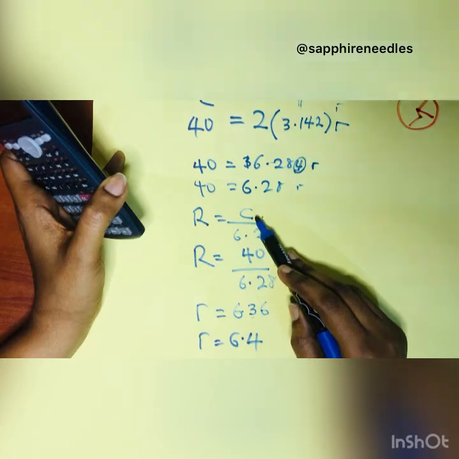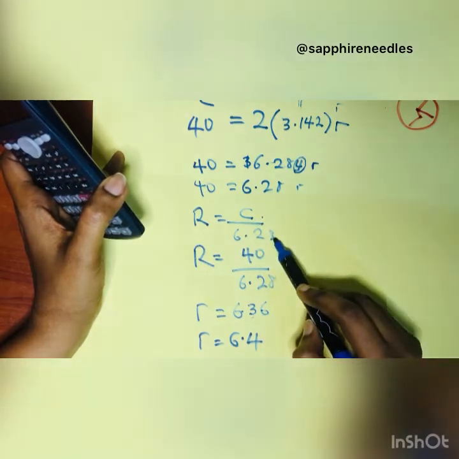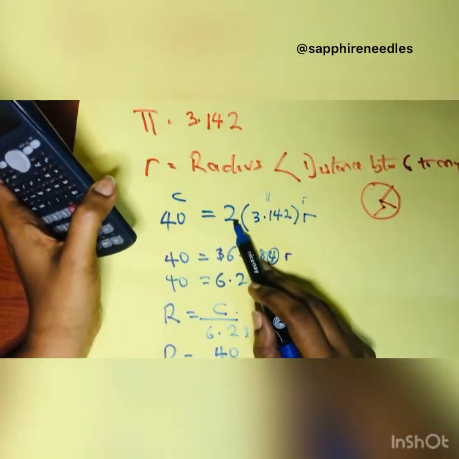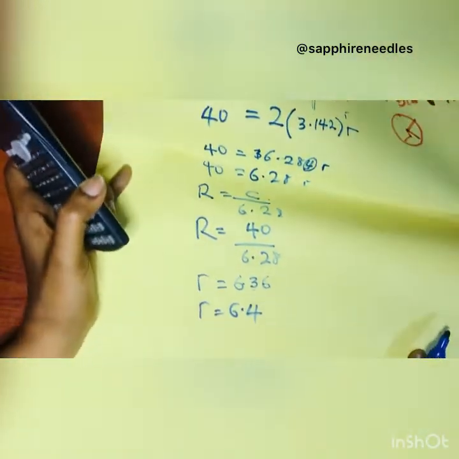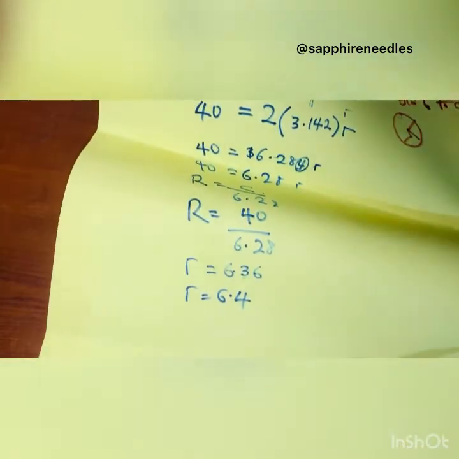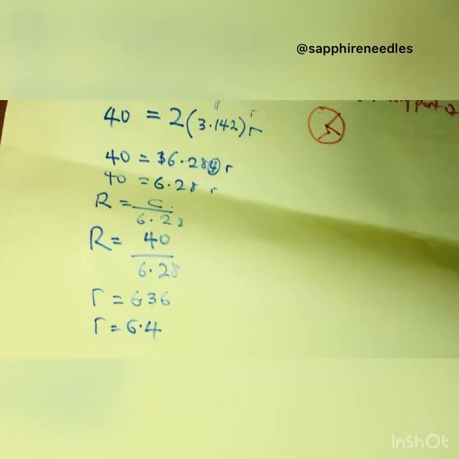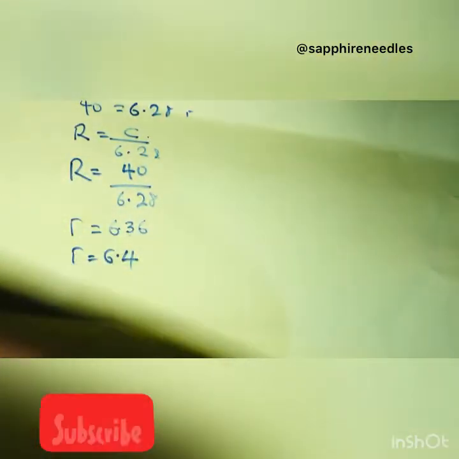Radius equals circumference over 6.28. 6.28 was gotten from pi 3.14 multiplied by 2. So this is how to find the radius. This would be that 6.4. So I'll use this paper to make an illustration. Let me get a sheet of this paper.